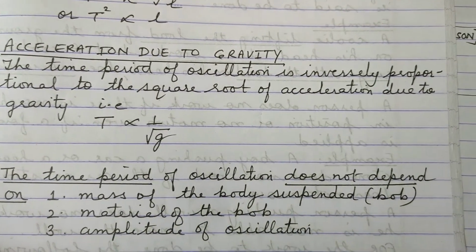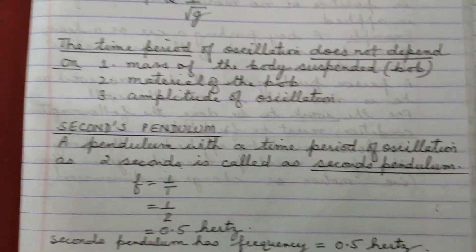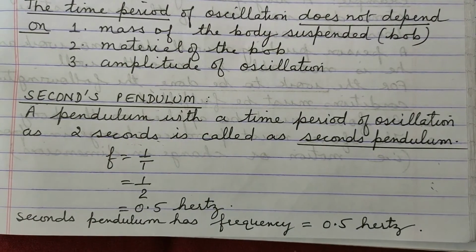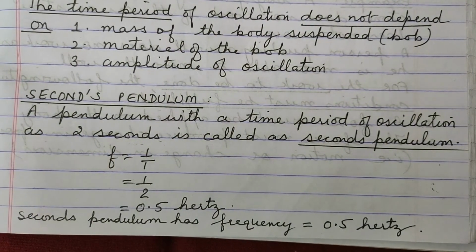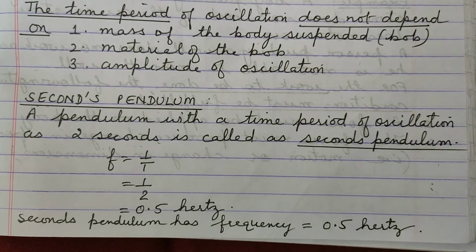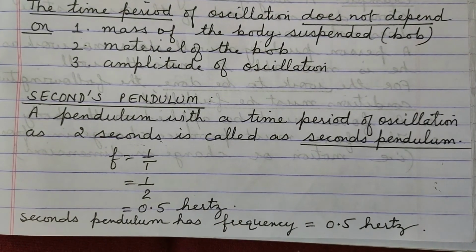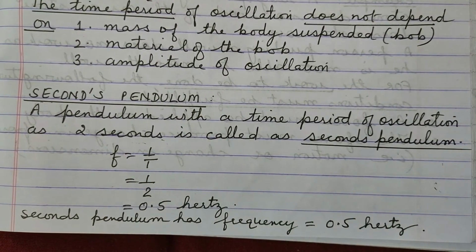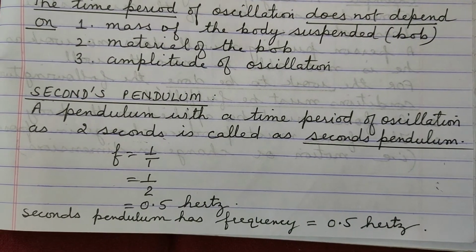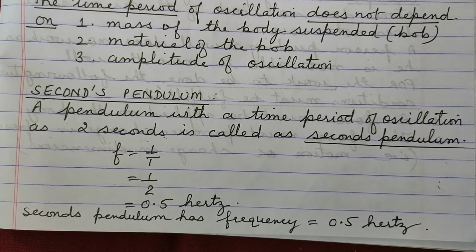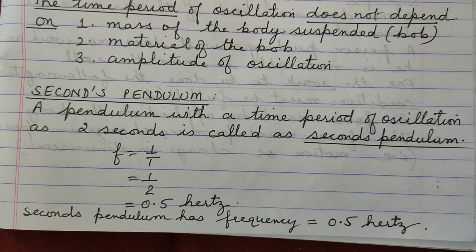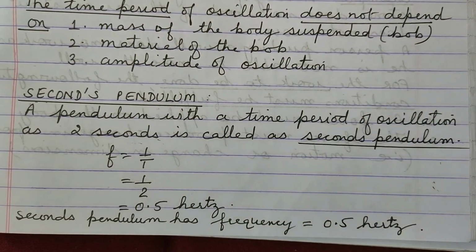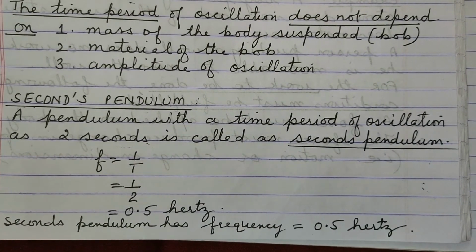Now coming on to a special type of pendulum, that is the seconds pendulum. A pendulum whose time period is 2 seconds, we call it a seconds pendulum. And if we are asked any time to find the frequency of oscillation of a seconds pendulum, we can easily apply the formula f is equal to 1 upon time period. So frequency will be 1 upon 2, which means 0.5 Hertz. So easily we can say the time period of a seconds pendulum is 2 seconds and the frequency of oscillation is 0.5 Hertz.